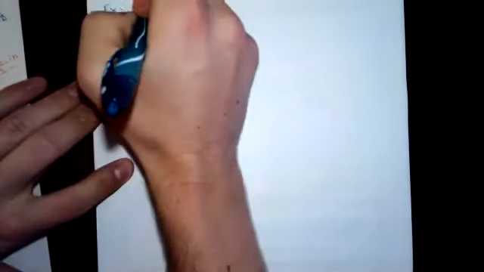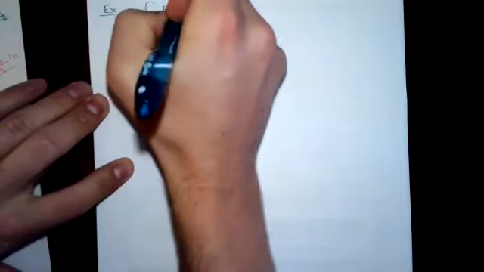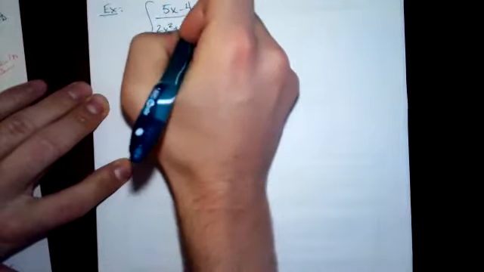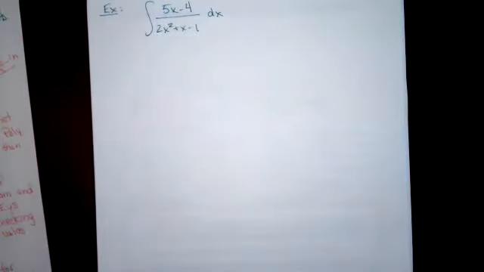I want to do an example and then, on the right, write out the steps that I'm doing, because essentially all these problems are going to be the same. So our example, we want to integrate 5x minus 4 over 2x squared plus x minus 1 dx.